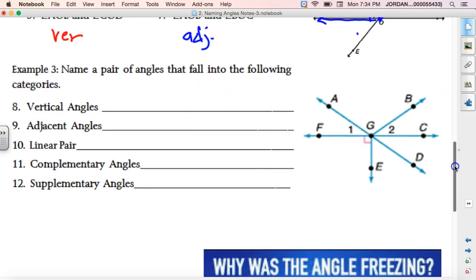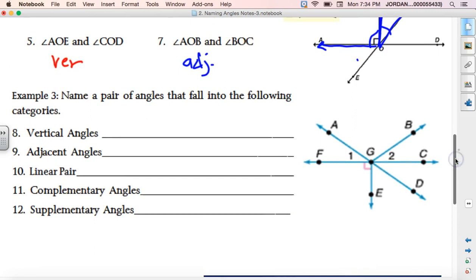Alright, so let's look down here at example 3. We want to name a pair of angles that fall into the following categories. So vertical angles. We just need to name a pair of angles, not all of them, just one pair. Okay, so what we're looking for is two lines that cross each other.